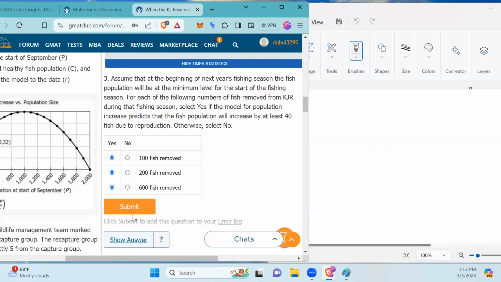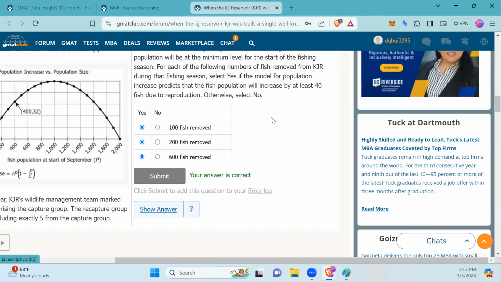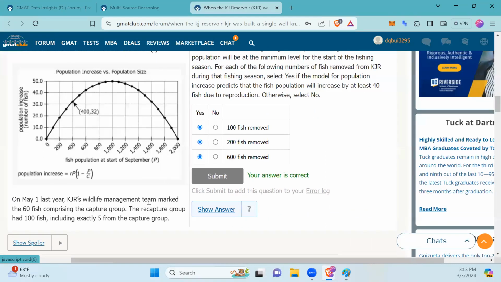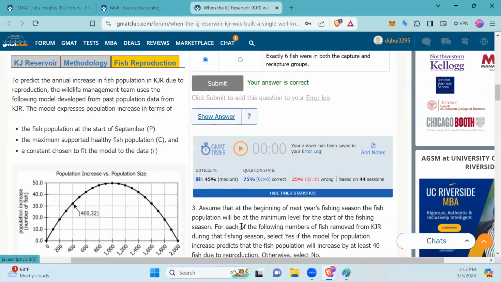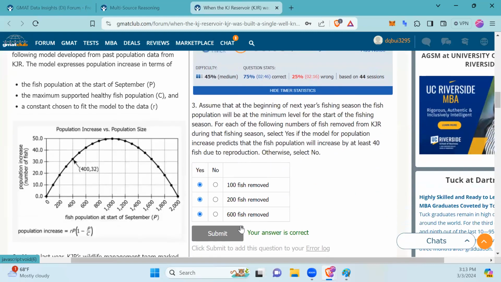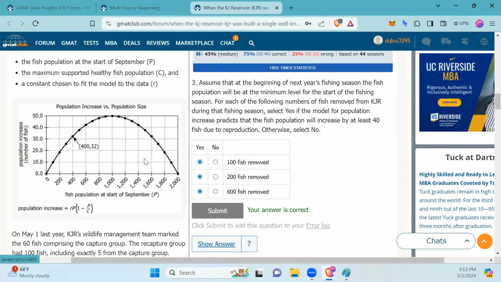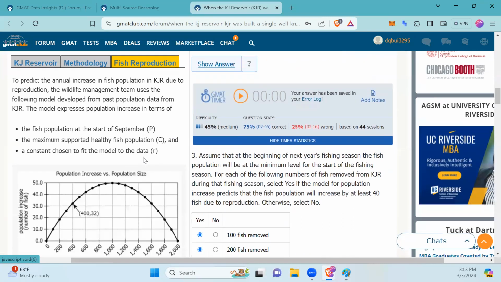Okay, let's check if we got it right. Yes, we got it correct. Woohoo. Okay, so very interesting question. Not too tricky, somewhat straightforward, a lot of information, but a good exercise to apply all that we learned about tables and graphs and multi-source reasoning.